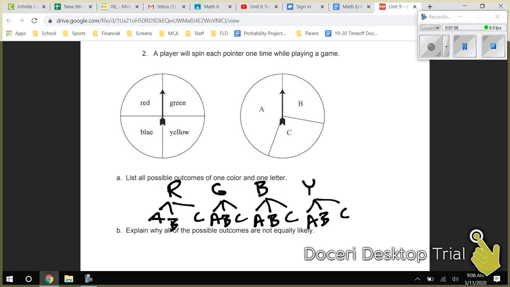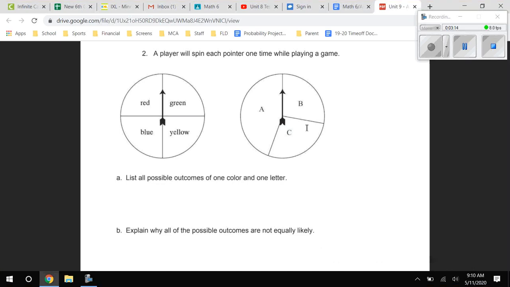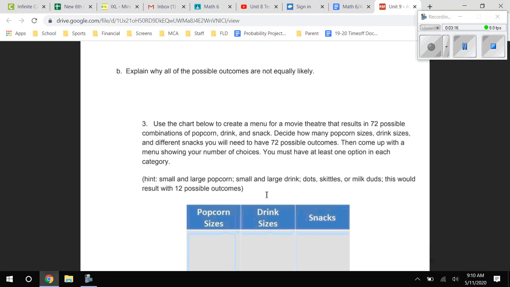It says, explain why all the possible outcomes are not equally likely. Well, again, A has a bigger chance. So all of these A's are more likely to occur. Red, green, blue, and yellow are all equal, but red A, green A, blue A, and yellow A are all more likely to happen than a B or a C. Okay, so that's kind of the explanation we have there, because A is bigger. All right, moving on down.